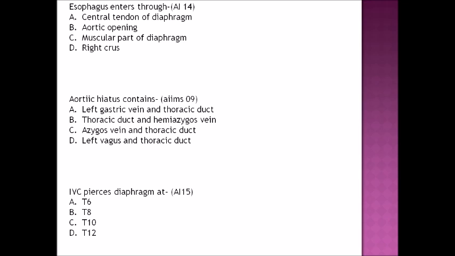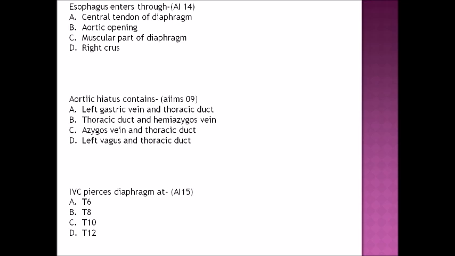The second question is: aortic hiatus contains. If you remember, for the aortic hiatus the structures passing are ATA, wheat, that is aorta. A stands for aorta, T stands for thoracic duct, and A stands for azygous vein. So the answer here would be C, that is azygous vein and thoracic duct.